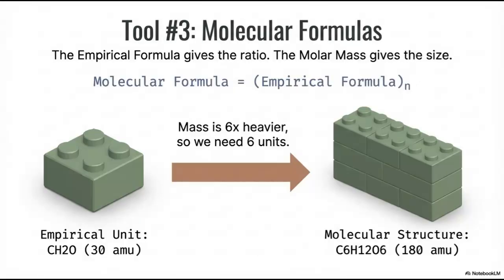Okay. So that's how you do empirical formulas. But then I also have this thing called molecular formulas. And molecular formulas, I told you, is how many units of the empirical formula I have. So it's empirical formula times the factor n. The molecular structure in here has 180 AMUs, but the empirical formula is 30. So if I take 180 divided by 30, it's going to give me that n factor. So in this case, it's 6. So 6 times 30 is 180.